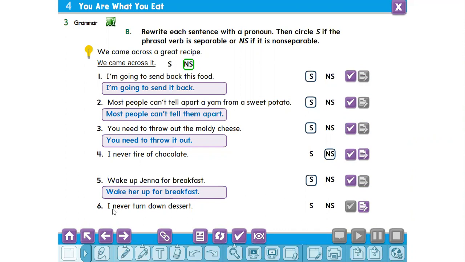The last one, I never turn down dessert. Separable. I never turn it down.